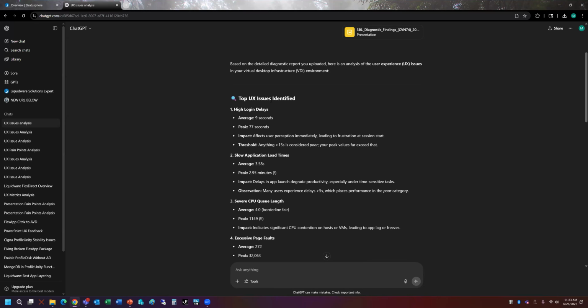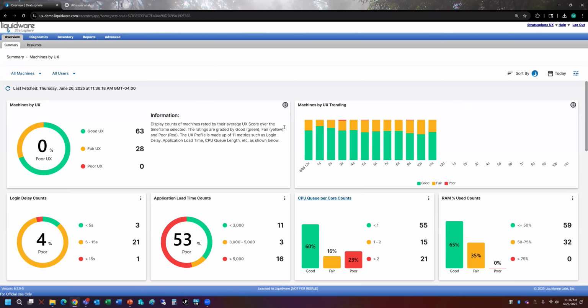Well, the good news is both of those things are currently in alpha, and you should expect something from our company within the next 12 months in regards to AI. And now we're going to talk about more automation inside of Stratosphere.